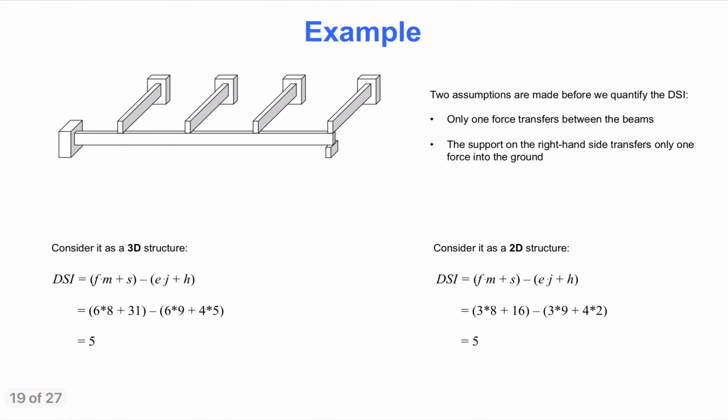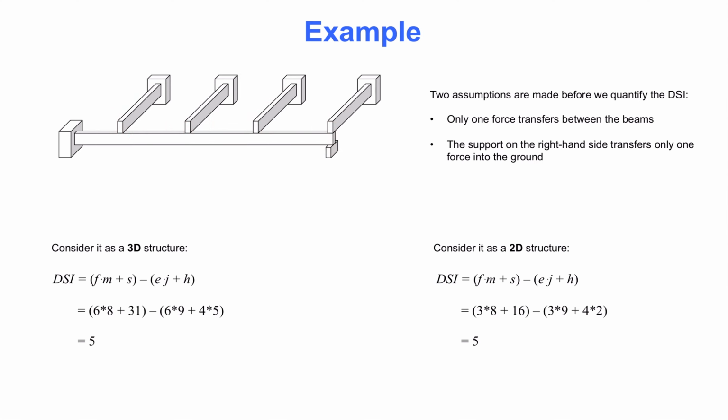Next, we consider a 3-dimensional structure. The figure shows 3 beams resting on a lower beam. Before we can calculate the degree of static indeterminacy, we must clarify certain details on how the supports and connections are constructed. First, we prescribe that there is only 1 force transferring between each upper beam and the lower beam. The upper beams are simply resting on the lower beam without any form of nail, screw, or other connection device.